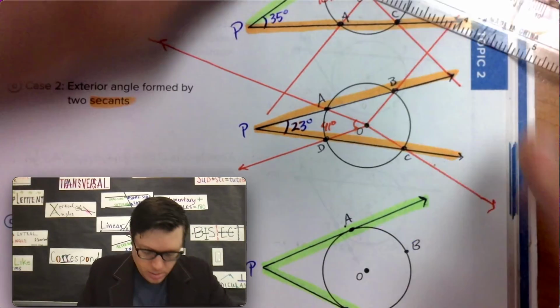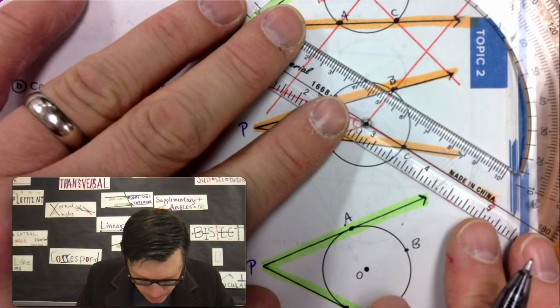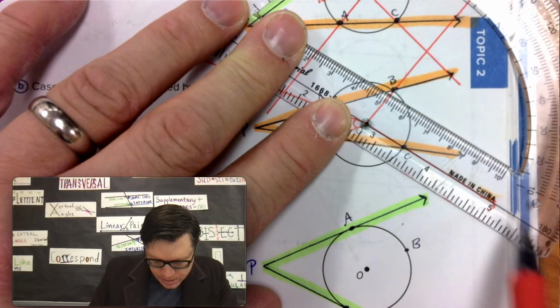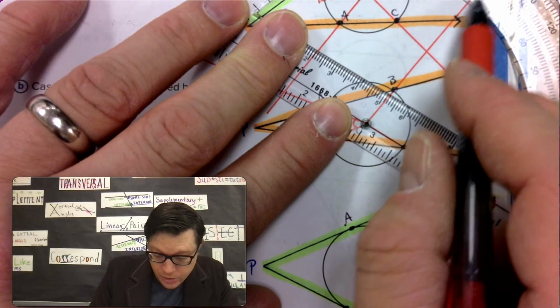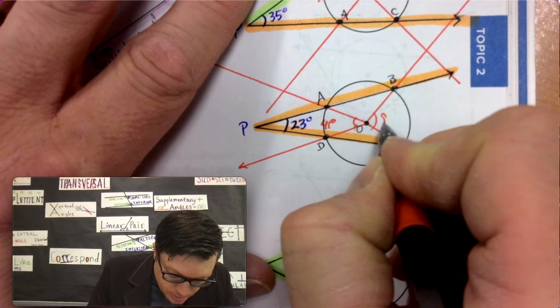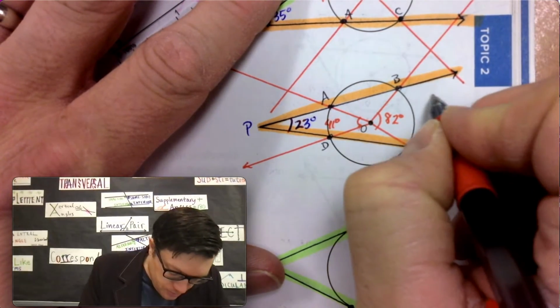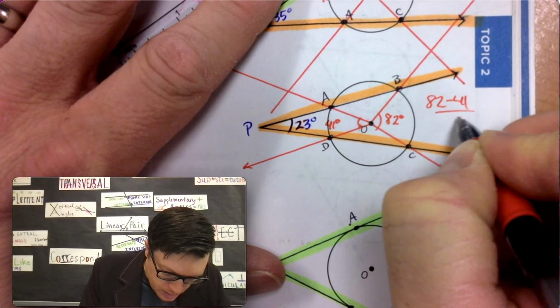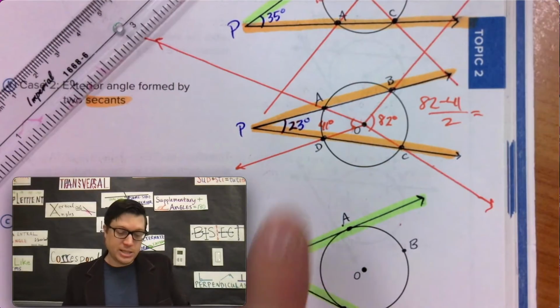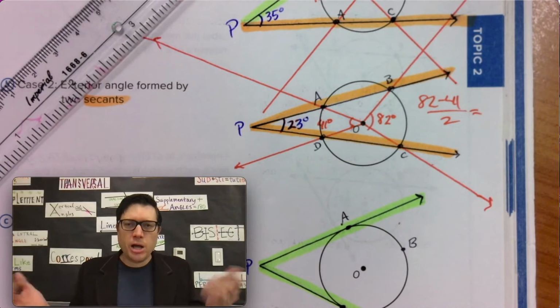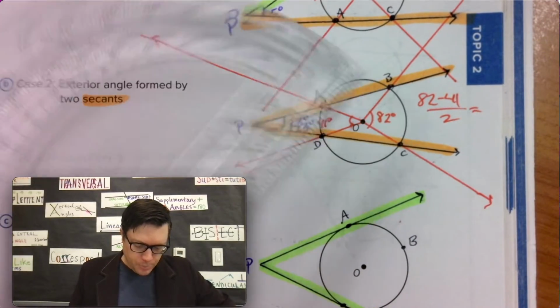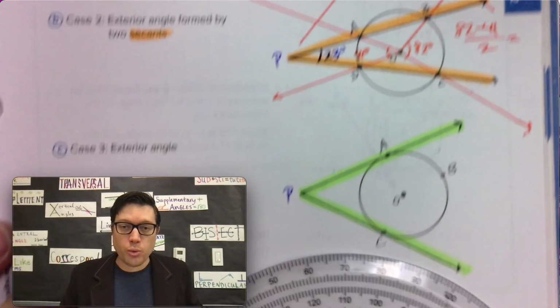Okay, measure the angle here. This angle looks to be about 82 degrees. Okay, and then if you take 82 minus 41 and divide by 2, what do you get? Is it about 23? Again, human error is plausible. Last one, case 3. Let's do the same thing.